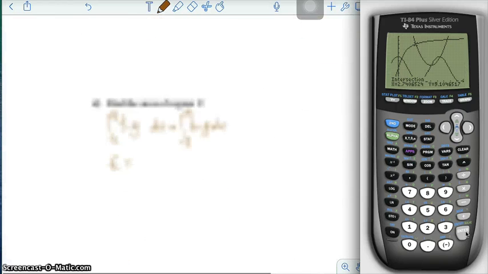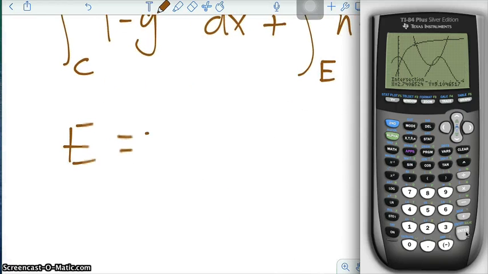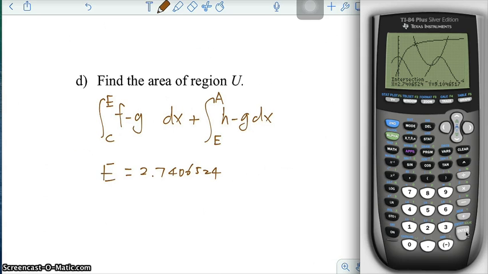Let's write it down on the bottom. 2.7406524 or something like that. You don't have to write the whole thing again. Since now we have the answer right here, let's ask the calculator to memorize it as alphabet E. Beautiful. Now let's do some math.